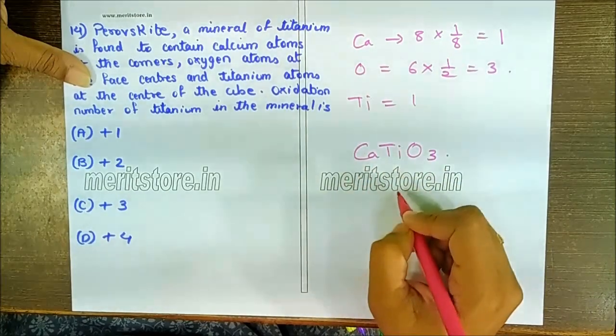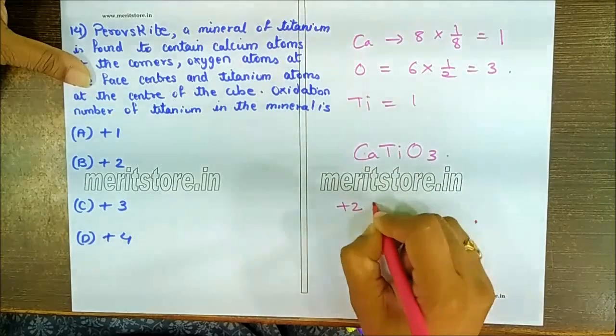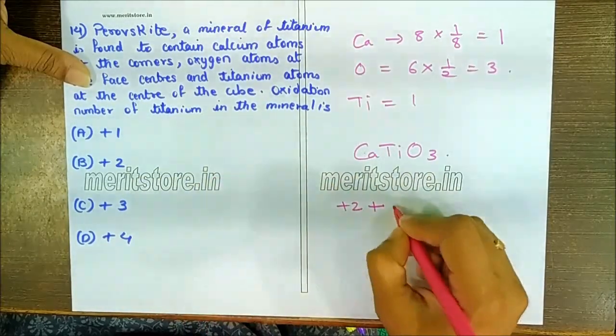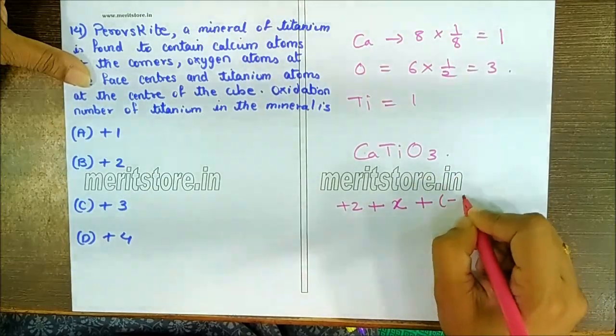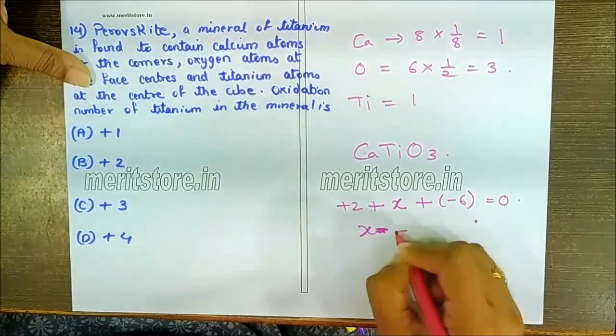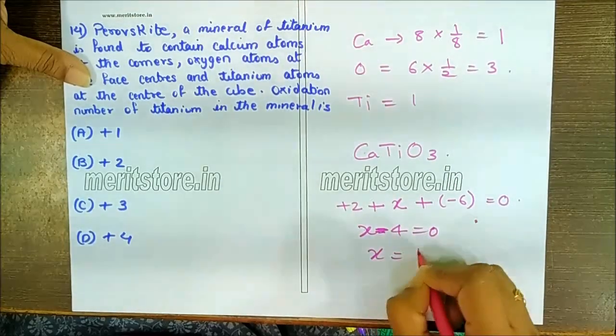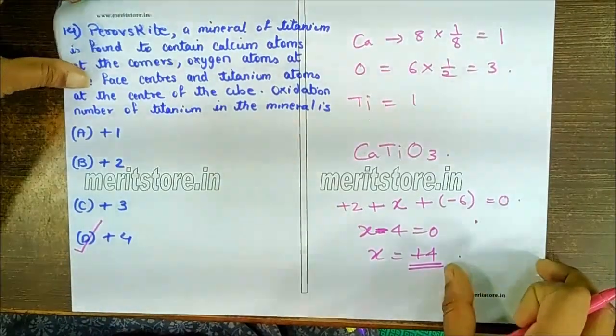Now if I do the total of the oxidation numbers, calcium is always plus 2. We don't know about titanium, that we have to find, so let us assume it as X. Oxygen is minus 2 into 3, that is minus 6, and the total equals 0. So X minus 4 equals 0. So X equals plus 4. So answer is option D.